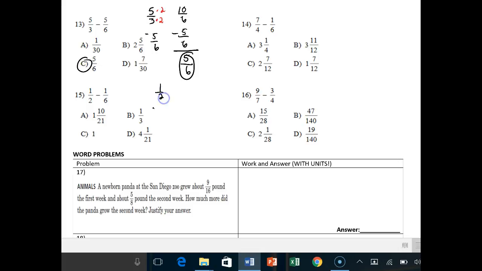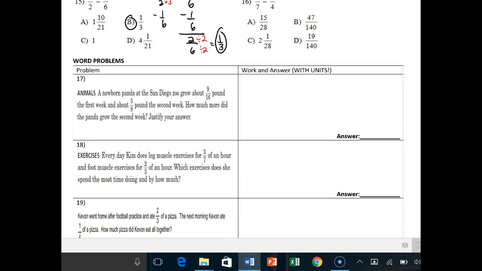Number 15, 1/2 minus 1/6. Again, I could do times 2 times 6, or I could say, is there a lower common multiple of 2 and 6? Yeah, it's actually 6, so I can leave that one alone, and I can say, hey, times 3 times 3. So I get 3 over 6 minus 1/6. 3 minus 1 is 2 over 6, and then you're like, wait, Mr. Mason, 2/6 isn't in there. That's because I have to simplify, divide them both by 2, and I get my answer of 1/3, B. Alright, again, please make sure your answers are nice, neat, organized like this when you're doing the evens.